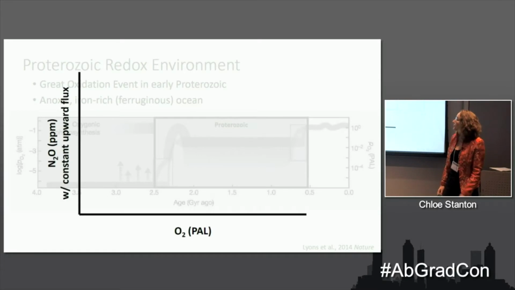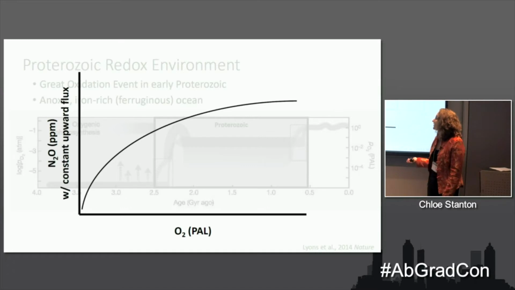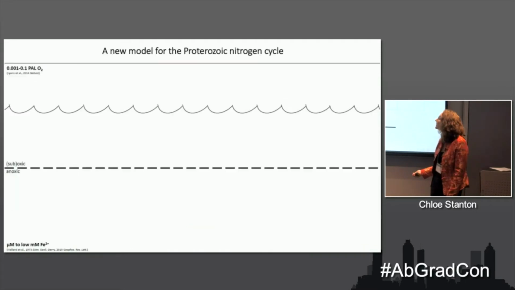This is important for one particular reason. Nitrous oxide photodissociates at very low oxygen content because there is no ozone shield to protect nitrous oxide from photolysis. So when we're talking about nitrous oxide in early Earth, it's important that we have some kind of oxygen protection to protect nitrous oxide from breaking apart.